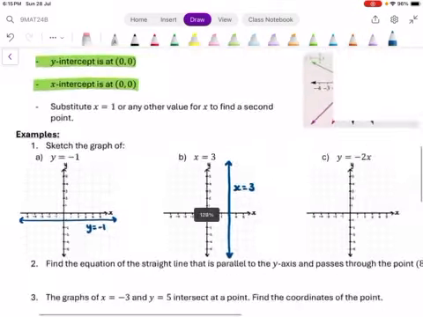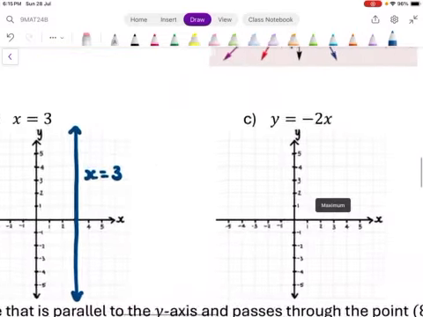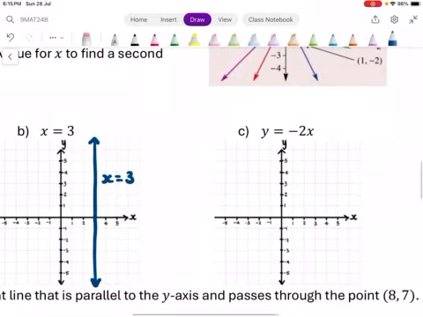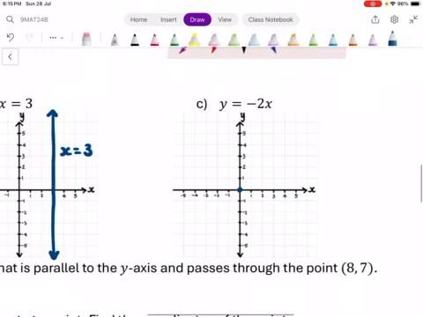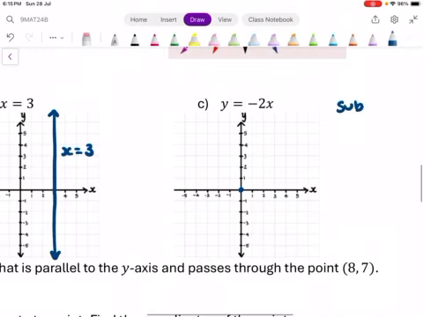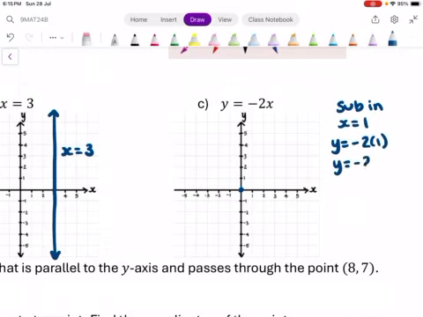Okay, moving on to C. Let us zoom out and back in. We have the line y equals -2x. So that means we're going to put our point at our origin, like so, and then we're going to sub in x equals 1. Now when we sub in x equals 1, we get y equals -2 lots of 1, so we get y equals -2, giving us our coordinate (1, -2).